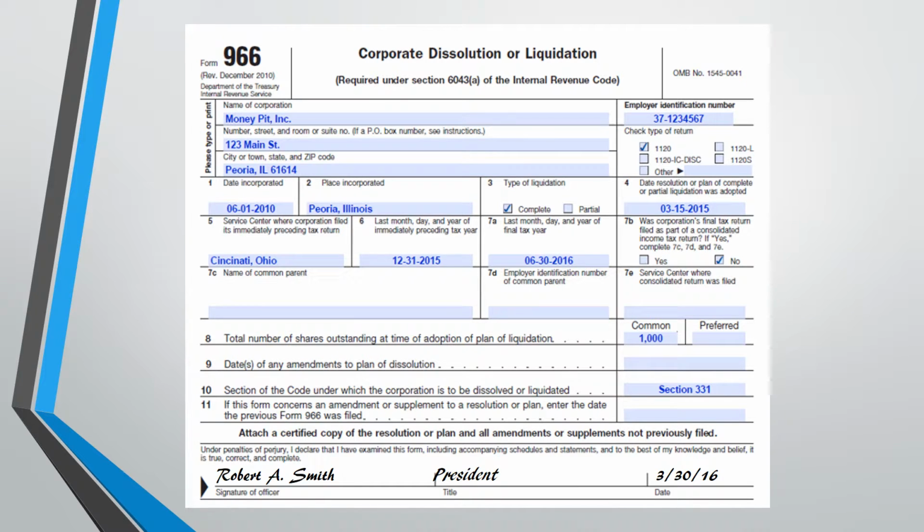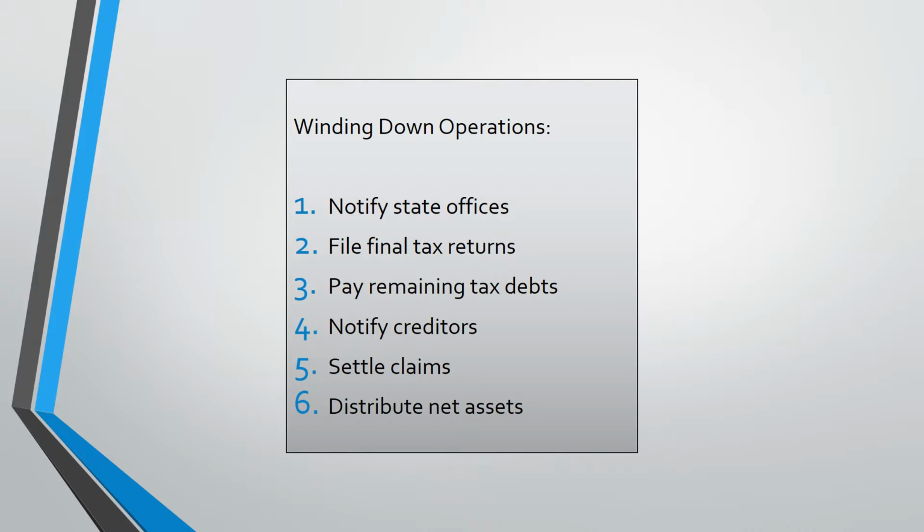And here you have a copy of IRS Form 966 filled in for that same company. Along with the IRS form, a certified copy of the resolution of the corporate dissolution is sent, or a plan for the liquidation of the corporation. Once these forms are filed, the corporation can wind down its operations.